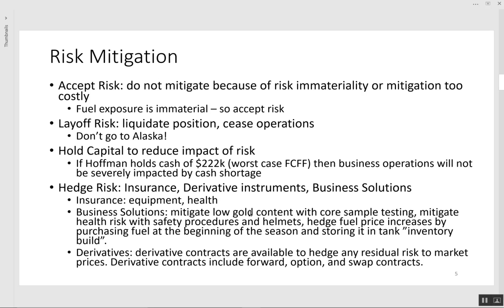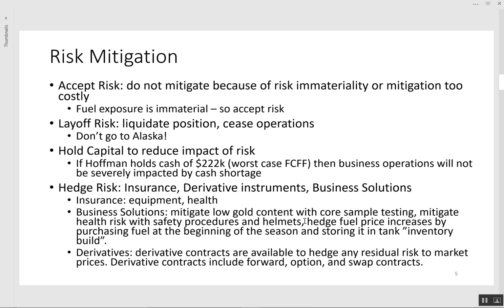We can mitigate low gold content by just using core sample testing. So for example, if we know we need 0.2 ounces per ton, we can do a core sample on a field before we spend, say, a month clearing it and make sure that it has enough gold content. We can mitigate health risk by using safety procedures and requiring helmets.